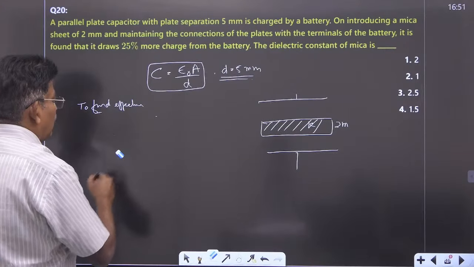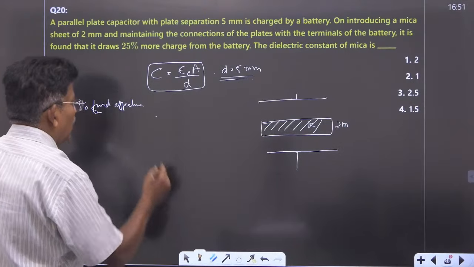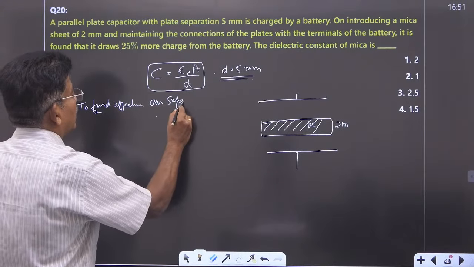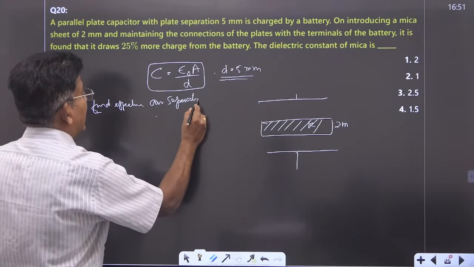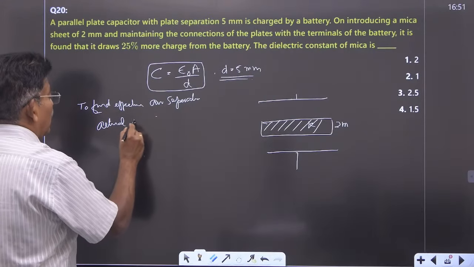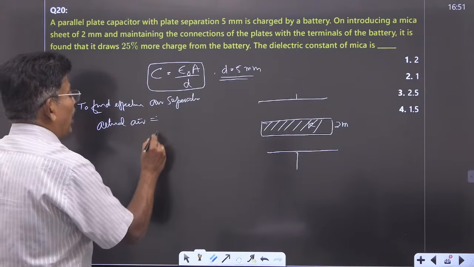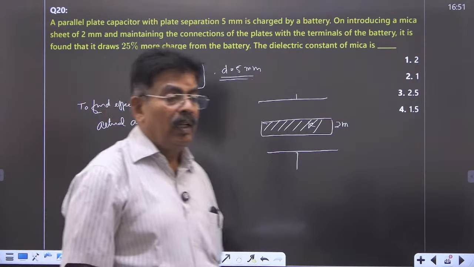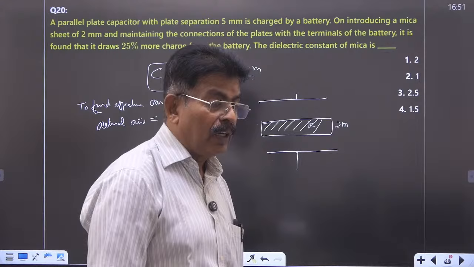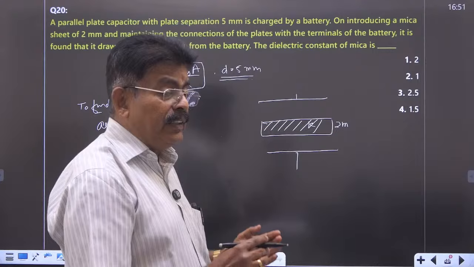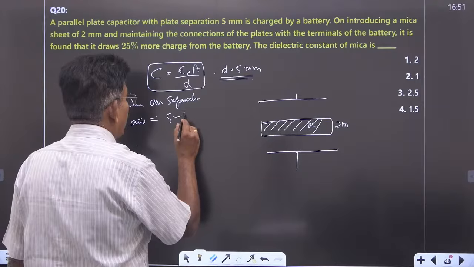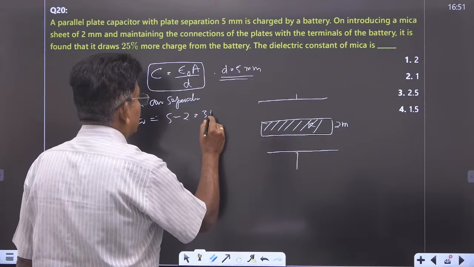Effective air separation. What is actual air? Now, it is not 5 millimeter. Why? We have introduced a dielectric slab of thickness 2 millimeter, so that region is devoid of air. So actual air will be 5 minus 2, that is 3 millimeter.